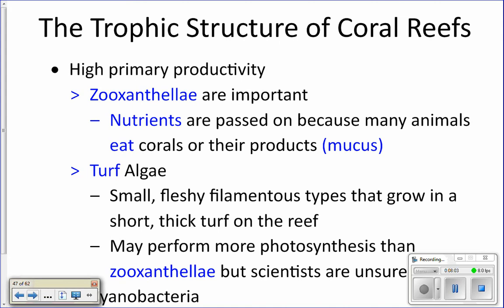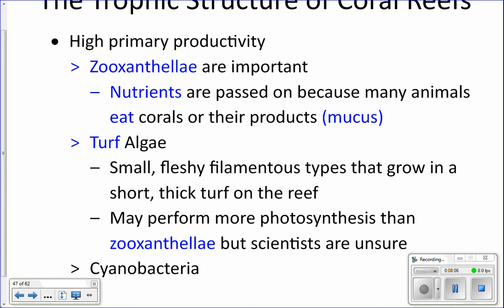Turf algae. So you get these little types of algae that grow. They're like short filamentous algae that all grow together in clumps, and they're called turf algae because they look like turf. They're an algae. They're a primary producer. They get eaten a lot on the reef, and so they'll be doing photosynthesis. They need the nutrients, and so you get lots of things that will eat the turf algae on the reef. And scientists debate whether the turf algae or the zooxanthellae are the most important primary producer, or which one does most of the photosynthesis on the reef. Some people say zooxanthellae, some people say turf algae, as to what's the main one. Okay, so you'll hear debate on that.